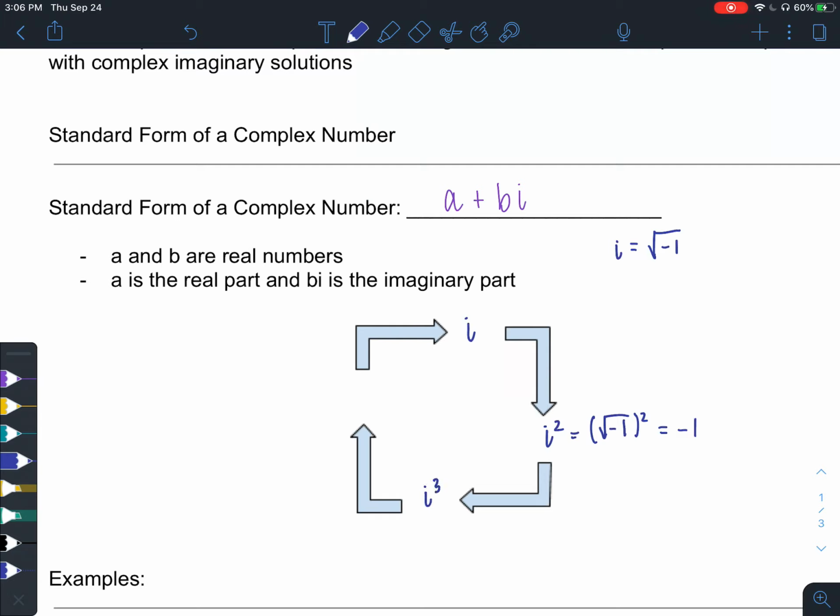We have i to the third, which is the square root of negative 1 to the third. So that is going to be negative 1 squared times the square root of negative 1. So this ends up being negative i. And then i to the fourth is equal to, I wrote that wrong, the square root of negative 1 to the fourth, which is negative 1 times negative 1, or 1.